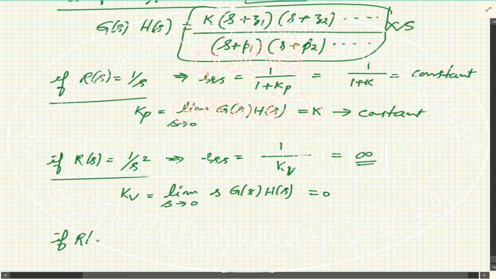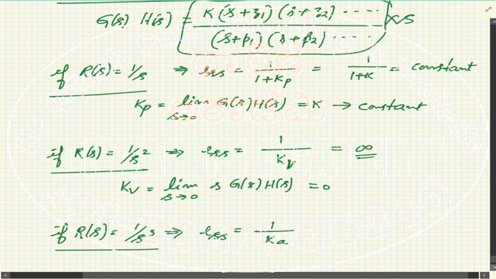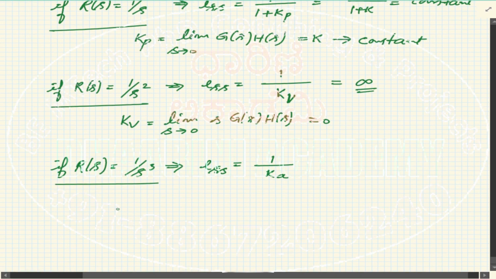If R of s is equal to 1 by s square, what happens to the steady state? ESS is equal to 1 by Ka, where Ka is equal to the limit s tending to 0 of s square into G of s into H of s. So for the same G into H, you multiply by s square. Now you can see that there is no s in the denominator to cancel this.